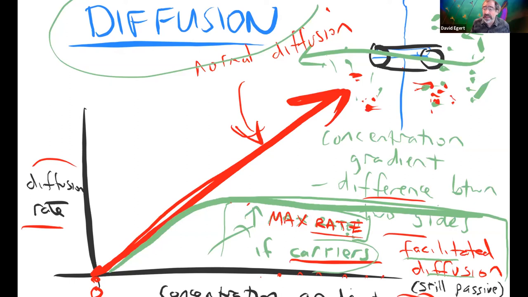So it is going to matter whether or not things are crossing the membrane using channels, in which case the rate is whatever is defined by the gradient, or if we have carriers, then we have this facilitated diffusion, still driven by the concentration gradient, but maxed out in terms of how fast things can cross. Does that make sense? Okay.